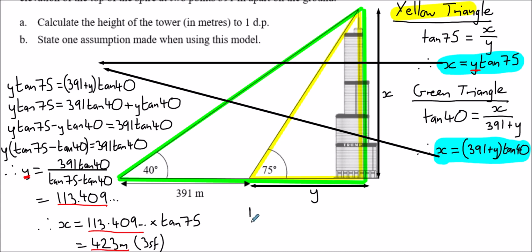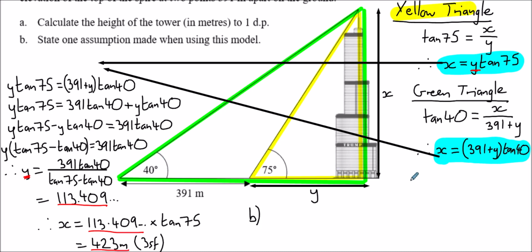Part B, state one assumption made when using this model. There's a few things you could say here. I'd go with KISS, keep it simple, stupid. What's the simplest assumption you could say, which is mathematically valid, which may or may not affect the answer, depending on what the value or the assumption might be.